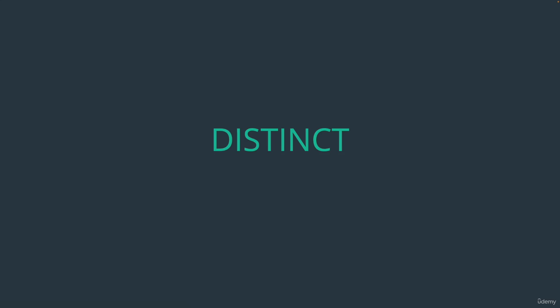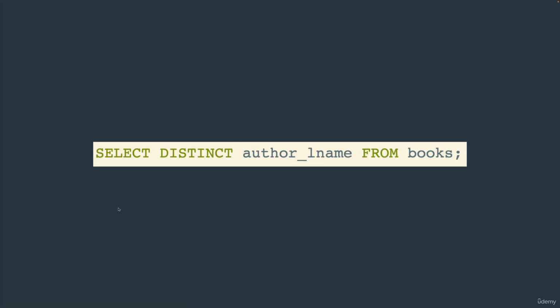In this video, we're going to talk about the distinct clause, which we can use to eliminate duplicate results, only getting distinct results in a query. So it looks like this. We might want to select the distinct author last names from books. The most important thing to remember is that distinct goes after select before a column name.